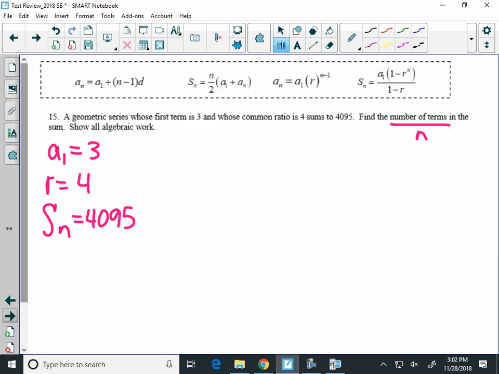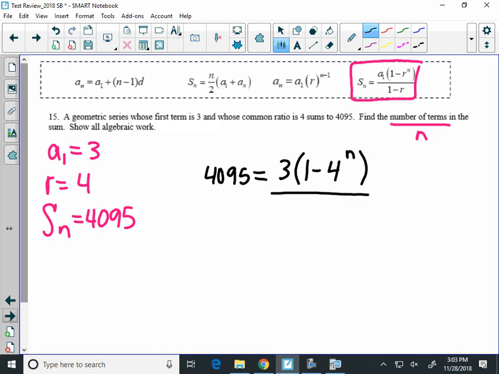That means find n. All right, well, we're looking at a geometric sum here, which is this formula far on the right. So what I would start with is putting in everything you know into that sum formula. So you know S sub n is 4,095, and that equals the first term of 3 times 1 minus your common ratio to the nth power, all over 1 minus the common ratio. And I'm just going to solve that equation to get n. All right, well, 1 minus 4 is negative 3. So I'm going to multiply both sides by negative 3 to clear that denominator.